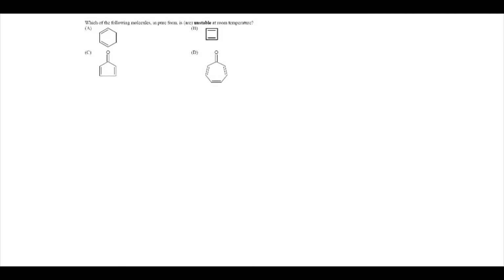In this question, it has been asked that among these 4 options, which will be unstable at room temperature, or which are unstable at room temperature. So there could be more than one correct answer. To answer this question, we need to know how this kind of compound can be unstable. If the compound is anti-aromatic, then it will be unstable at room temperature. Now what is anti-aromatic? Let me correct the spelling. Anti-aromatic.